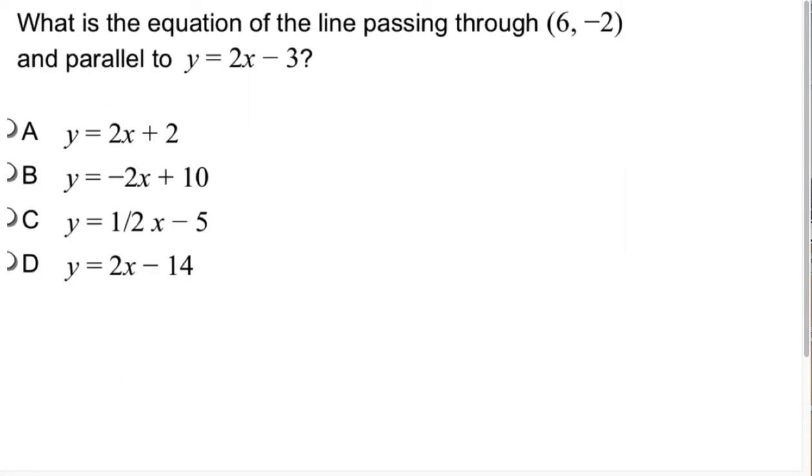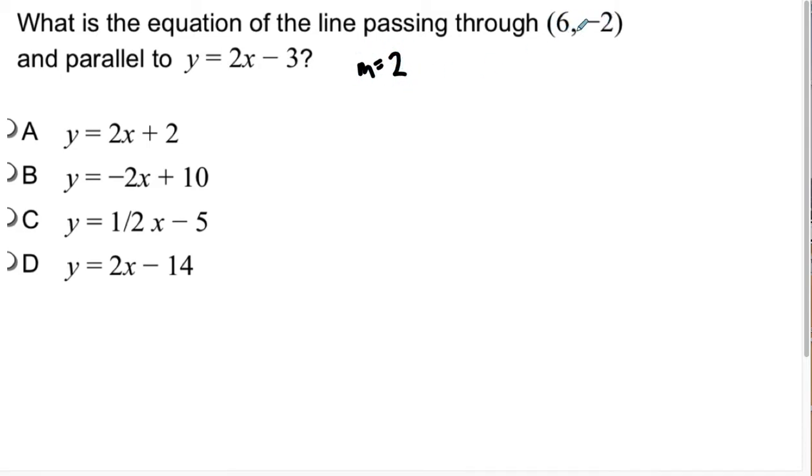So let's say it's asking us which equation is of a line that passes through 6 comma -2 and is parallel to y equals 2x minus 3. Okay, so we have a point here and we have an equation here. In order for you to write the equation of the line that's parallel to it, you have to have the same slope. So first find out what the slope is in this equation. Because this is in slope-intercept form, y equals mx plus b, the slope, m, here is 2. This means that when we're writing the equation, we must use 2 as my slope.